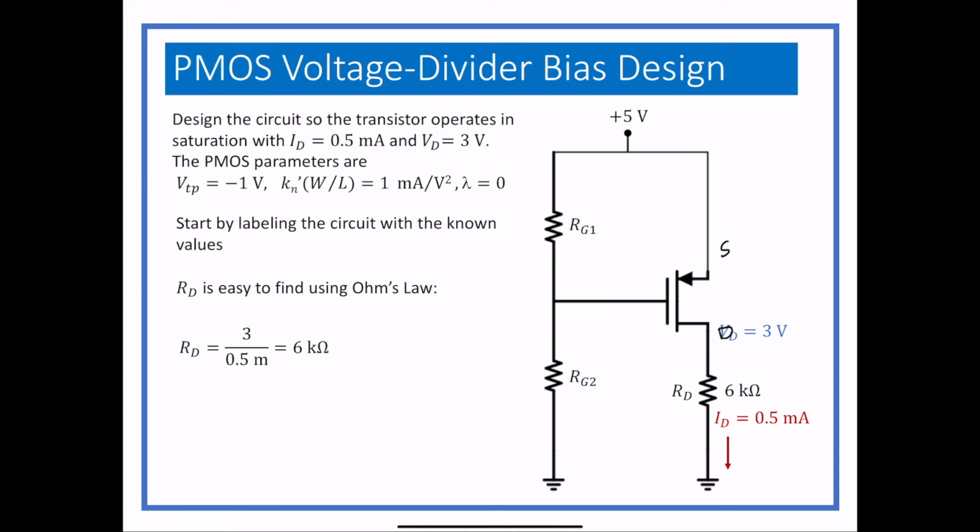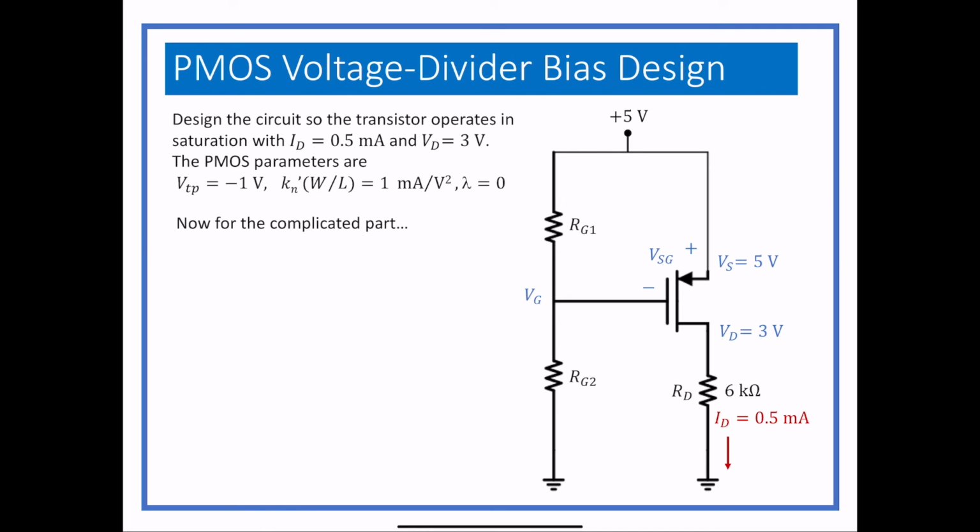Now it gets more complicated because we need to figure out what value we need at the voltage divider in order to figure out what those resistor values should be. So we need to know the source to gate voltage. Since this is a PMOS, we do it backwards. So we need to know the source to gate voltage, and that's going to, again, involve algebra mostly.